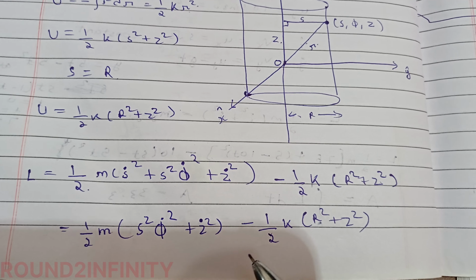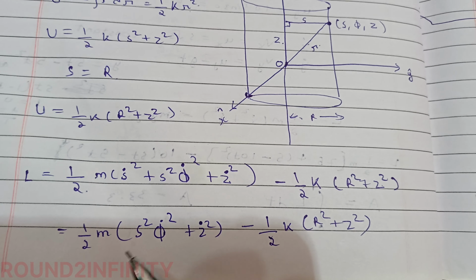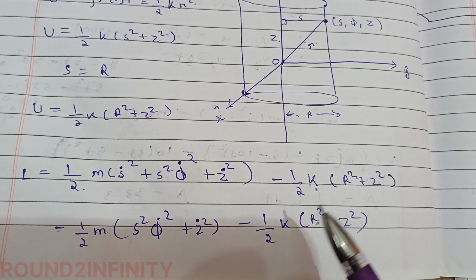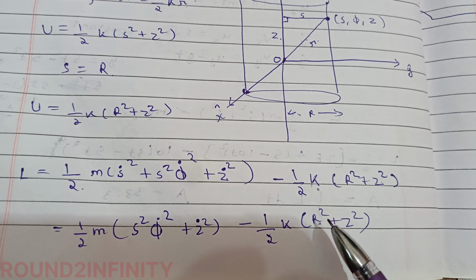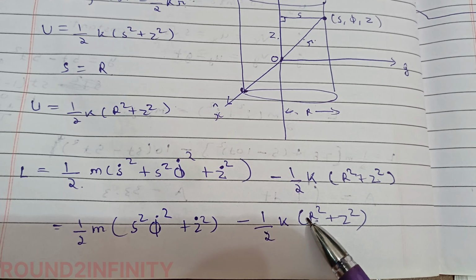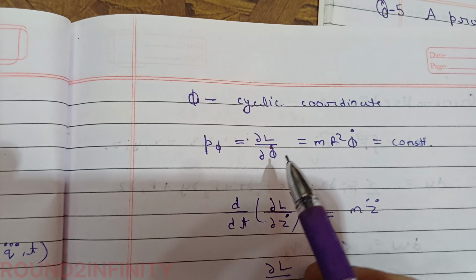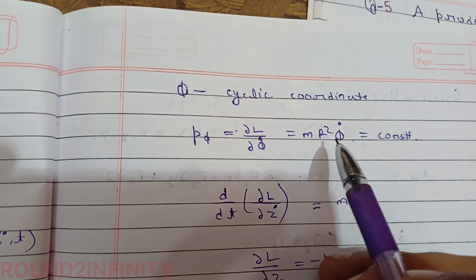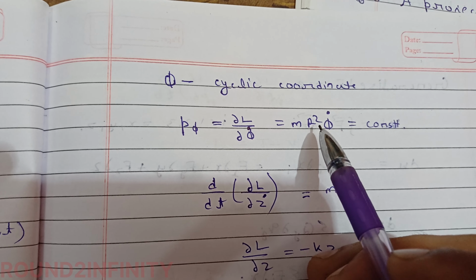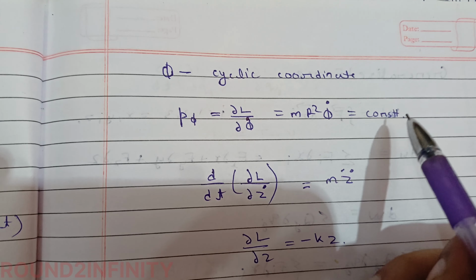Now we need to check that angular momentum is a constant of motion. So how can you check? See, in this equation, what is the cyclic coordinate? It is phi, because you have phi dot but there is no phi, so that is your cyclic coordinate. So p phi will be del L by del phi dot, and it will give you m R square phi dot. In place of s you get R, so it will be m R square phi dot, and this is a constant of motion.